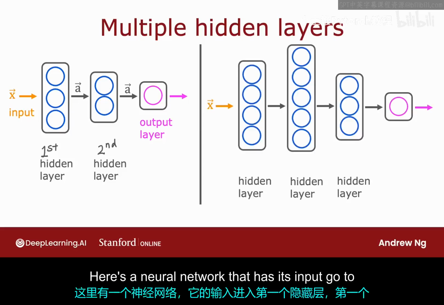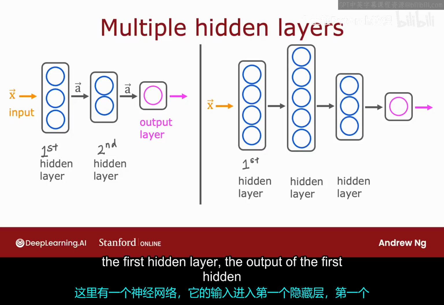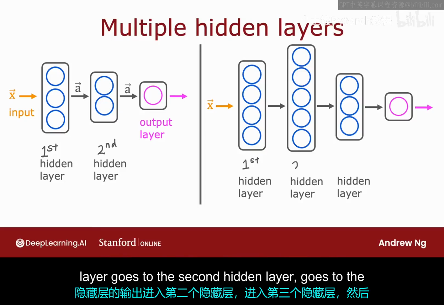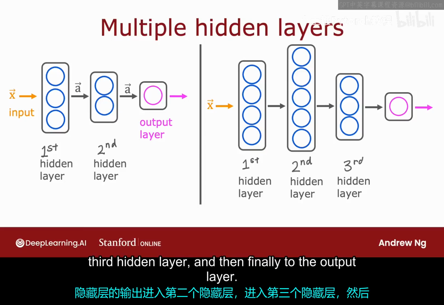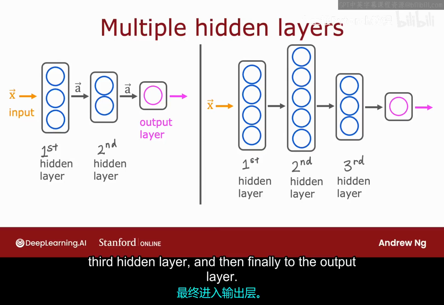Or here's another example. Here's a neural network where the input goes to the first hidden layer, the output of the first hidden layer goes to the second hidden layer, goes to the third hidden layer, and then finally to the output layer.